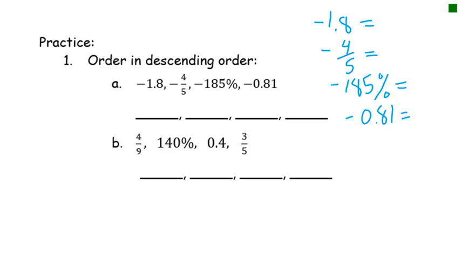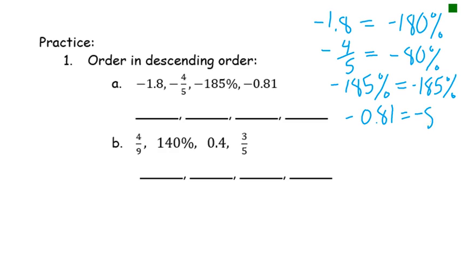So negative 1.8, when I move my decimal point 2 places, becomes negative 180%. Negative 4/5, well, 4/5 is 0.8 or 80%, so I keep the negative sign, and so that's negative 80%. Negative 185% does not change. It's already in percent form. And negative 0.81, when I move the decimal point, is negative 81%. So I am listing these values in descending order. That means greatest to least.